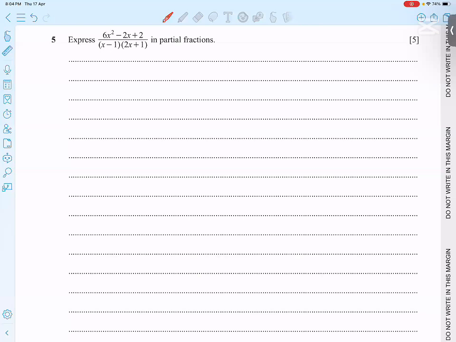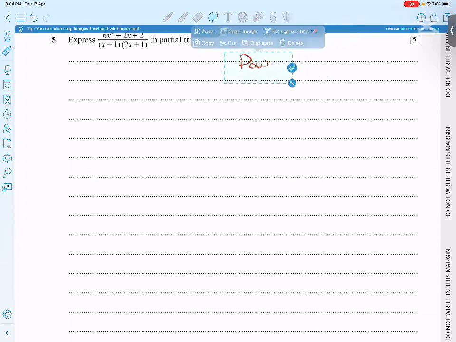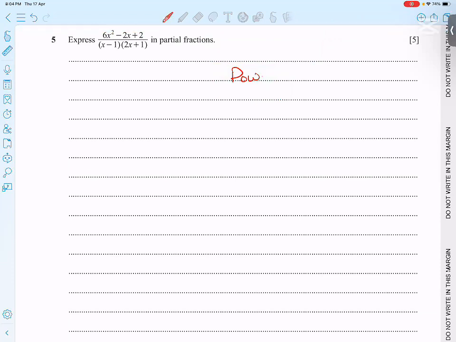Question number 5, students. We have to express in partial fractions, but the most important part is here. Let me tell you one thing, let me write it here. This is a very important criterion: if the power of the numerator is more than or equal to the power of the denominator.